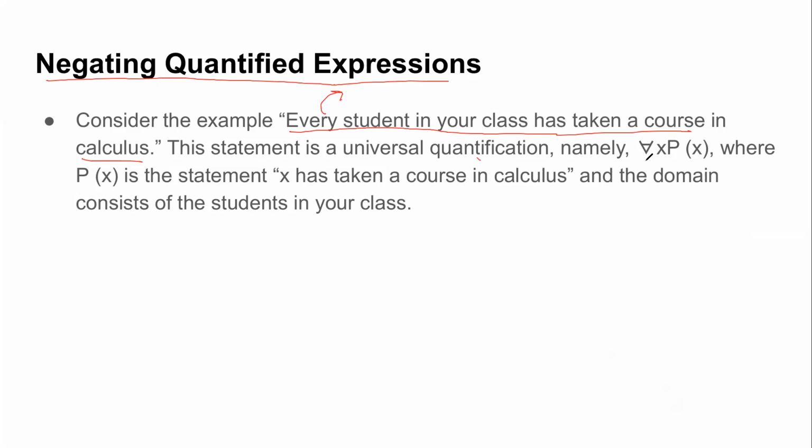So it's like a universal quantification statement where x is a student, and the property we are trying to look at is that x has taken a course in calculus. Okay, and what is the domain of discourse? The domain of discourse is all students in the class, right? Now, suppose I ask you what is the negation of this statement. You need to negate this statement. Can you write in plain English what would be the negation of this statement?